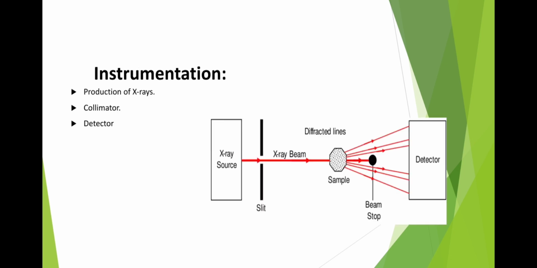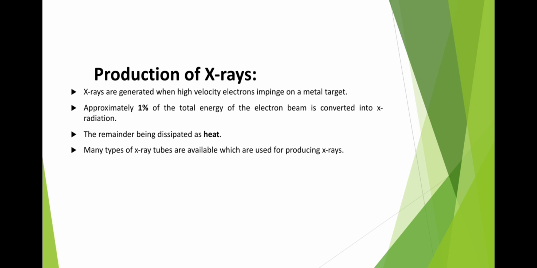If we talk about instrumentation, we have the production of X-rays. We can say that there is the X-ray source, the collimator, and the detector that detects the beams. The mechanism of X-ray diffraction starts with the production of X-rays from an X-ray source.